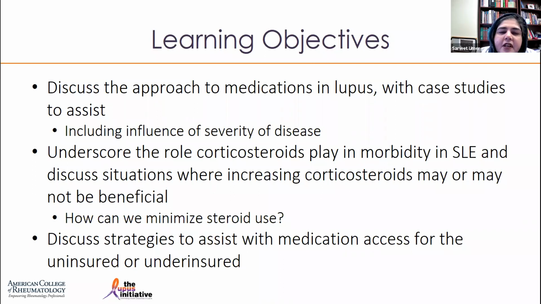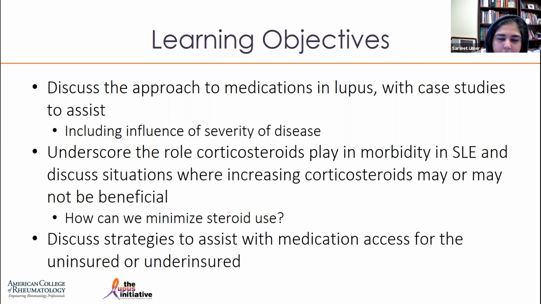So the learning objective of discussing the medication in lupus is we should discuss our approach to medication in lupus with case studies to assist. We will see how the management changes with the severity of disease. We should underscore the role of corticosteroids, which play a part in the morbidity in SLE, and discuss situations where increasing steroid may or may not be beneficial.